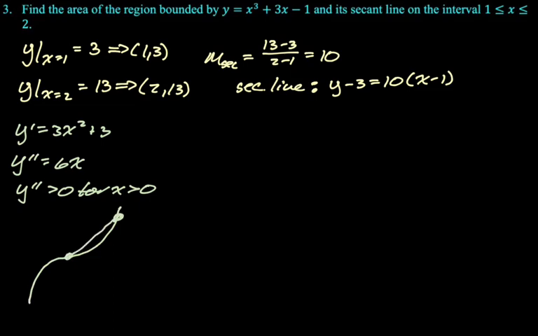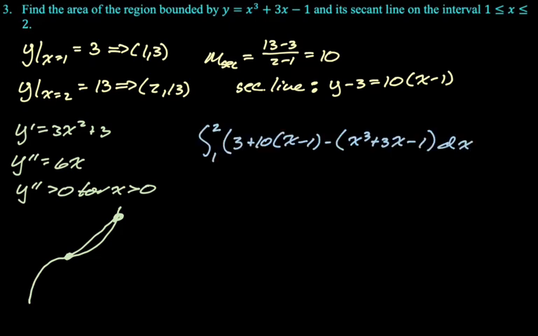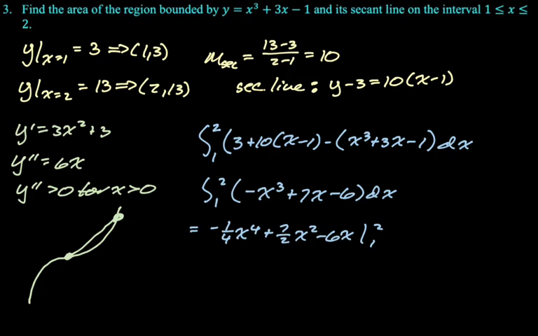So when we do top take away bottom, it's secant line minus curve. So I'm going to go from 1 to 2 of secant line minus curve. So I move the 3 to the other side: 3 plus 10 times (x minus 1), that's the secant line, minus (x cubed plus 3x minus 1), that's the curve. I'm going to combine things here. I get the integral from 1 to 2 of negative x cubed plus 7x minus 6. Reverse the power rule: negative 1/4 x to the 4th plus 7/2 x squared minus 6x. We're going from 1 to 2.